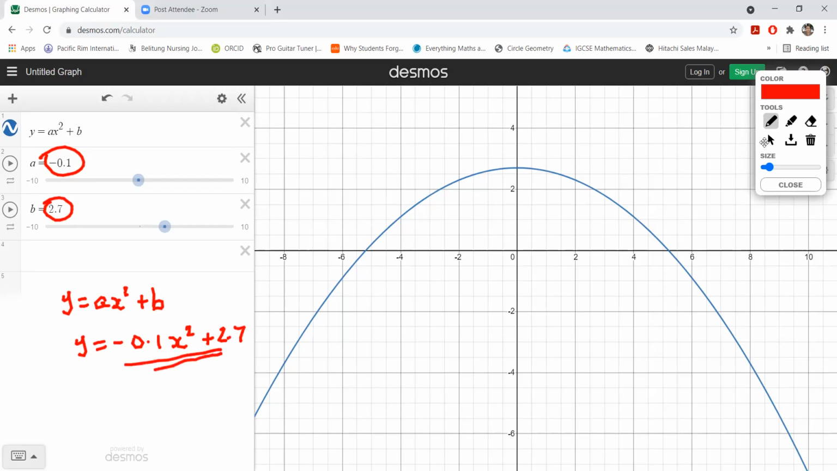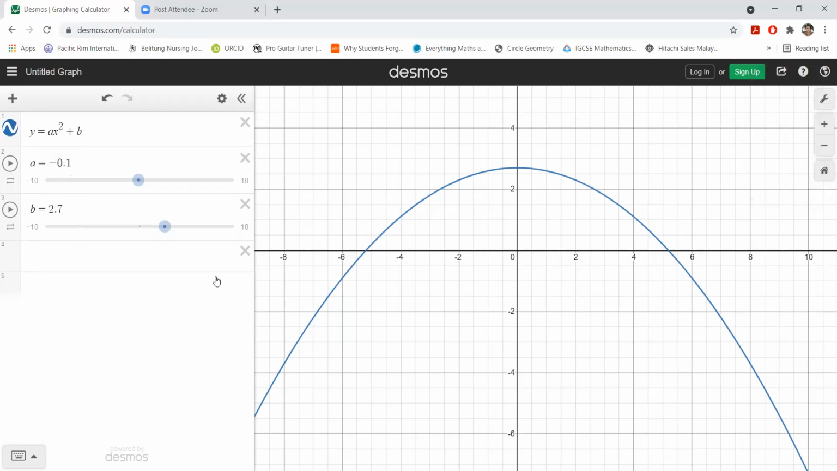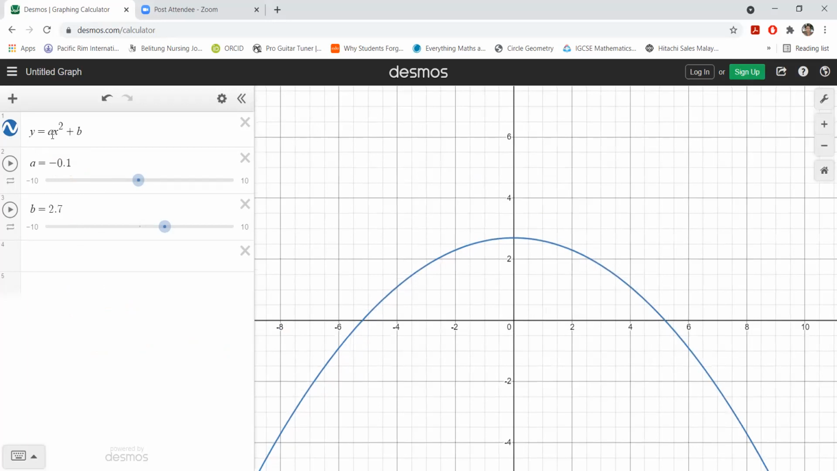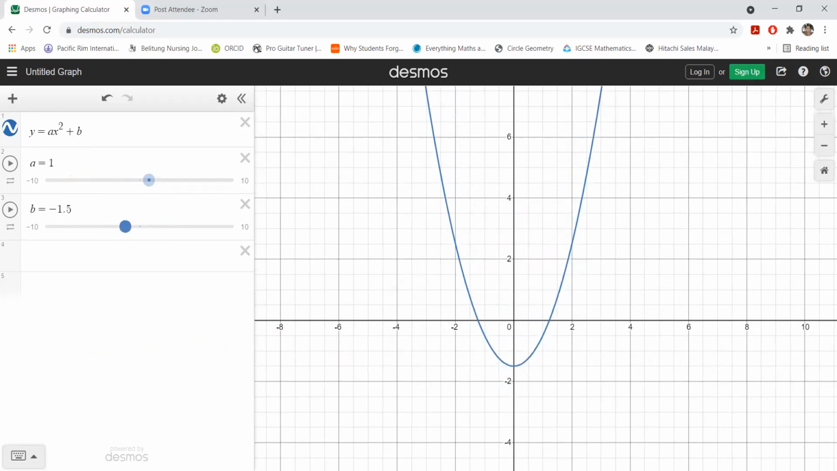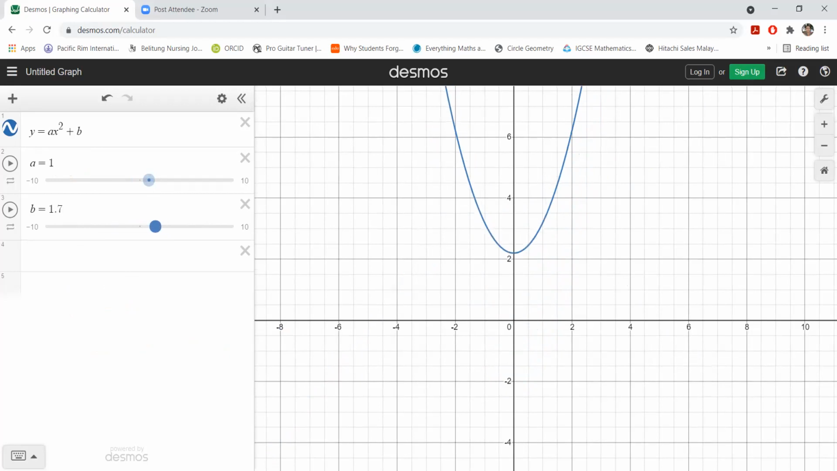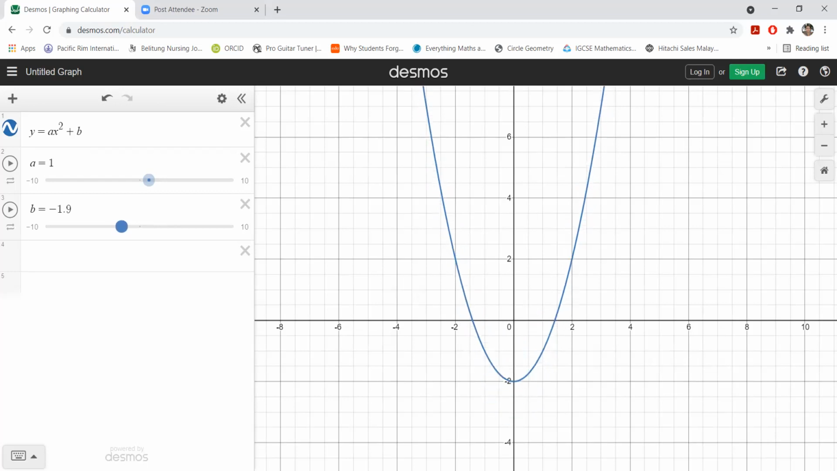Okay, so that's basically what it does to your graph. So A will change the shape, this value in front of the x squared. So let's set that back to 1. Right, and B is the number that moves it up and down. So when it's positive, it will go above the axis, like up here. And when it's negative, it will be below the axis.